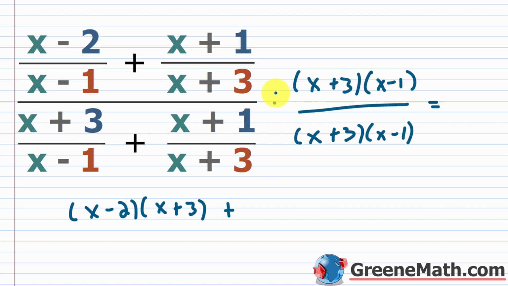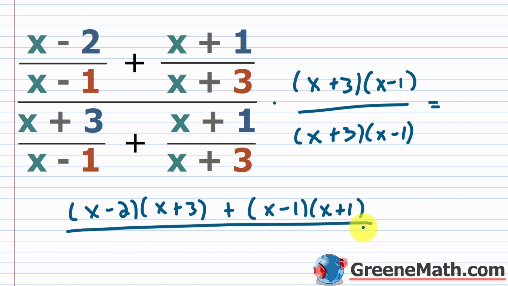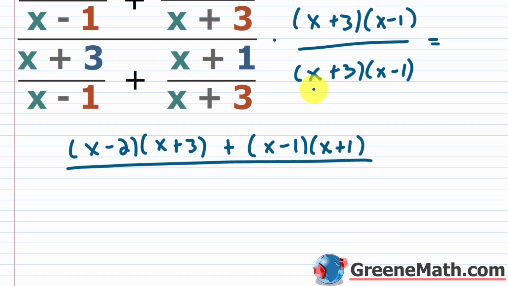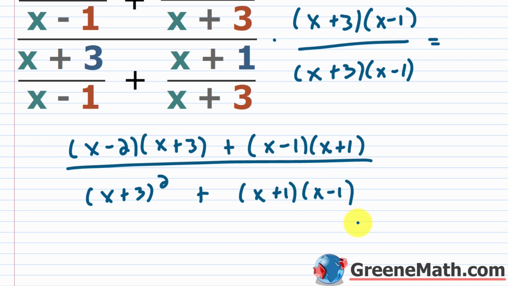And then plus, here the x plus 3s are going to cancel. So you have x minus 1 times x plus 1. Let's put this over. Let's come down here a little bit. Here, the x minus 1 is going to cancel. So you have x plus 3 quantity squared. Then plus, here the x plus 3s are going to cancel. And you have x plus 1 times x minus 1.